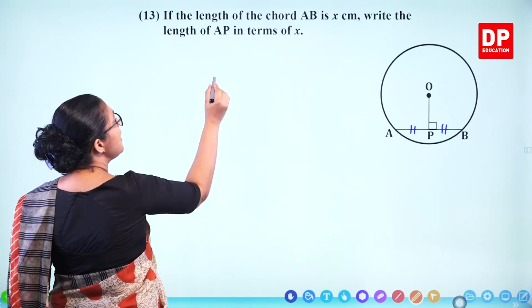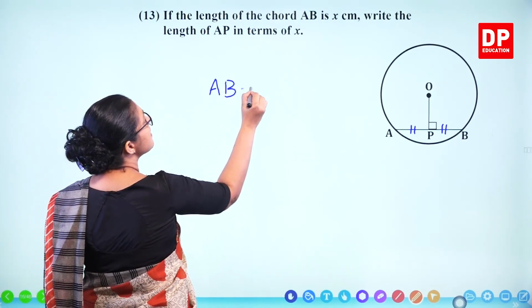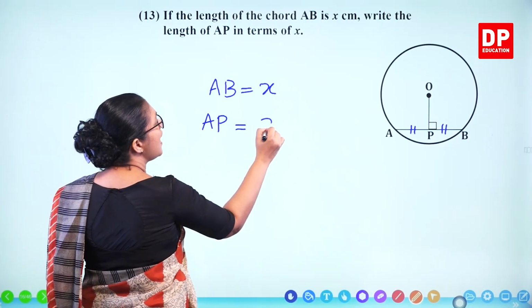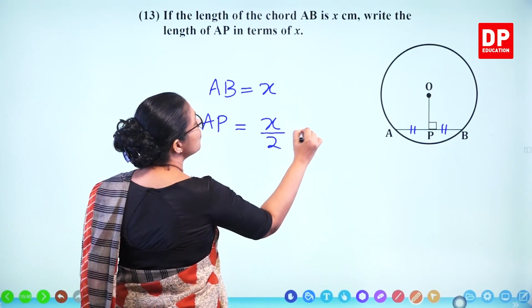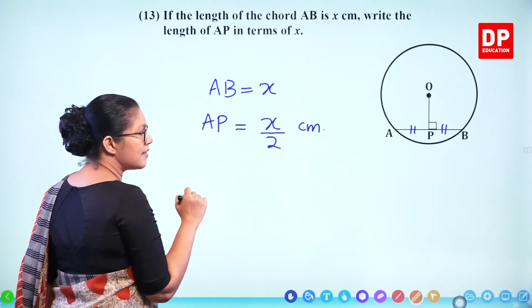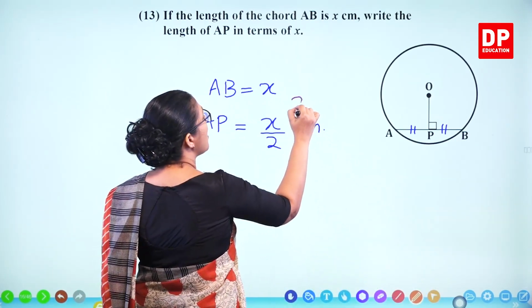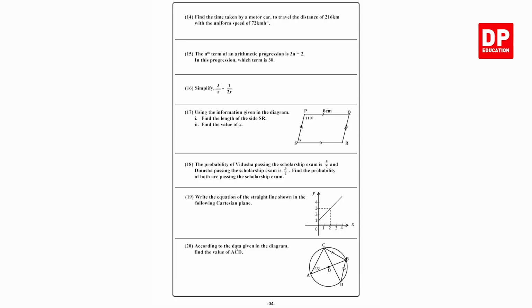So if AB is x, so what is AP? Half of that, x over 2 centimeters. So you need to know that theorem. So 2 marks for that. Now you can try question number 14 to 20.